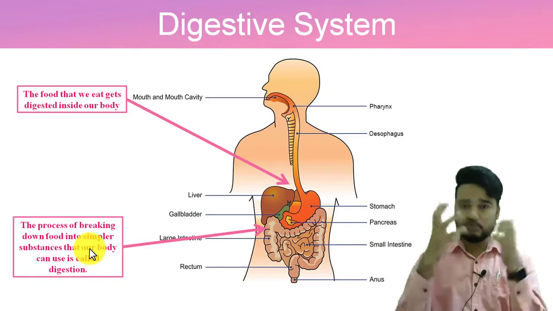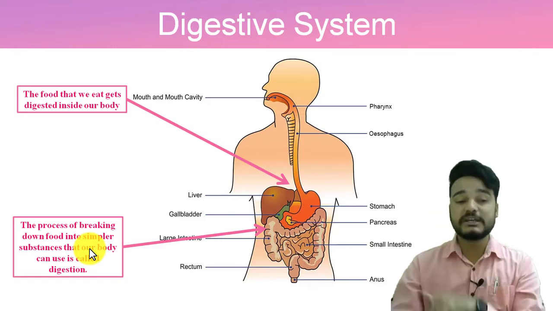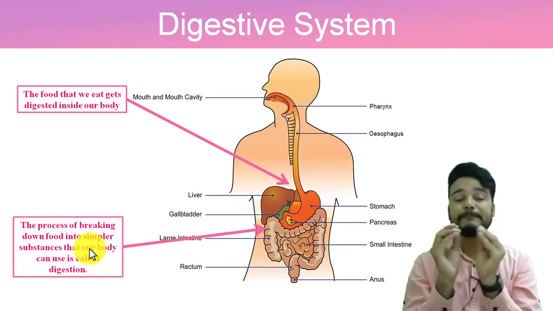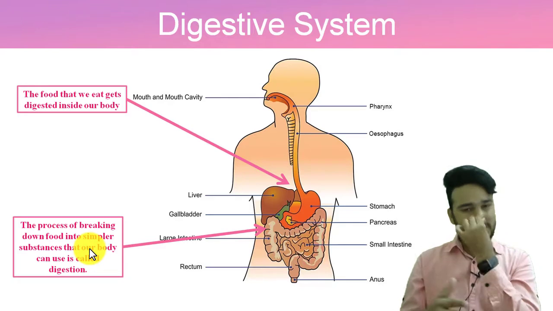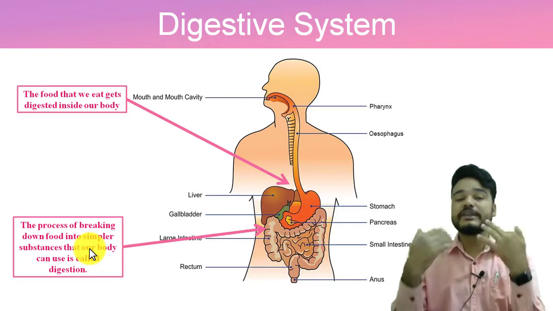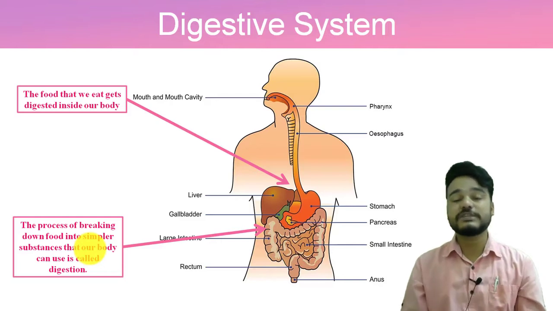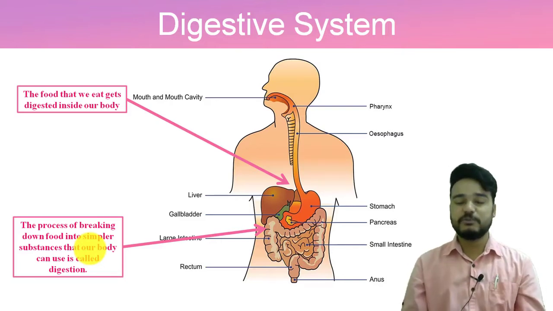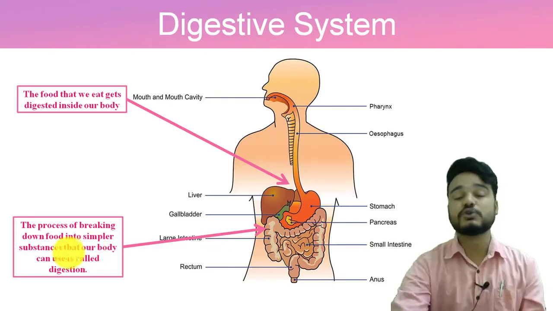Okay, so the process of breaking down food, breaking down मतलब हम जो खा रहे हैं उसको और छोटा छोटा छोटा किया जाता है. So the process of breaking down food into simpler substances, simple substance में उसको divide किया जाता है, that our body can use, जो हमारी बॉडी यूज कर सकती है. और this process is called digestion.